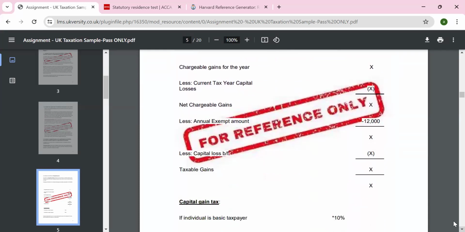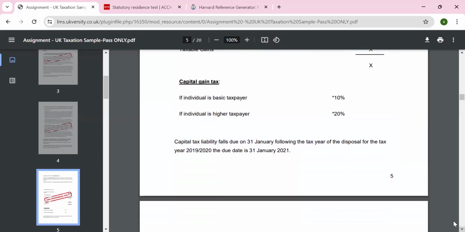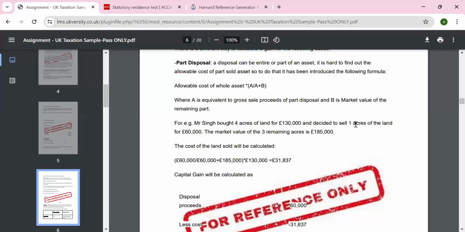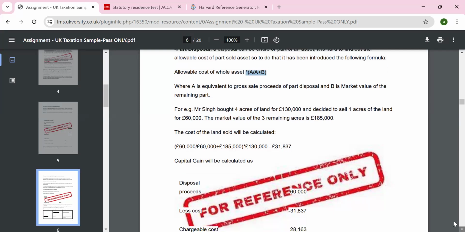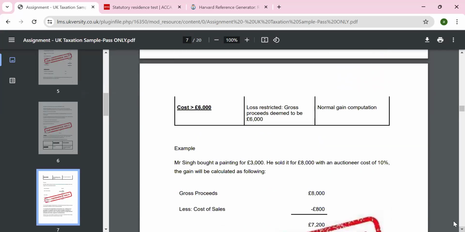So please, you have been given a lot of examples here, and you can pick the examples and include them. If there is a part disposal, we have been given the formula: whole asset, the proportion. We had a discussion in our lessons as well, so that can be used as examples. Chattels, yes, we had a discussion.